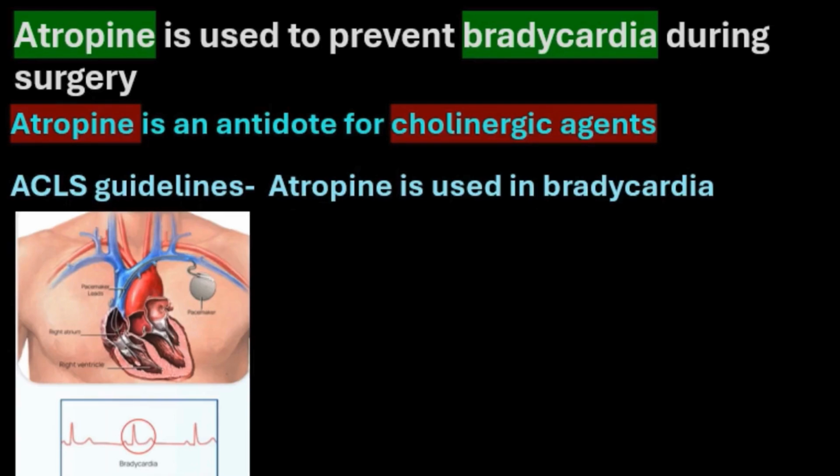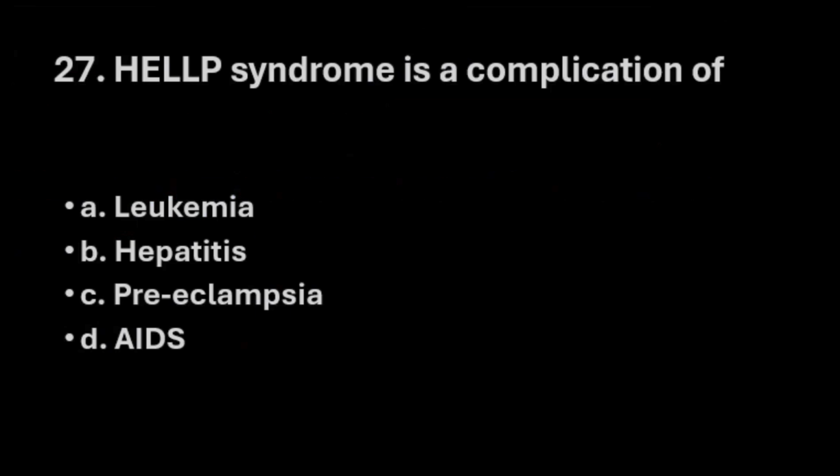Atropine is used to prevent bradycardia during surgery. Atropine is an antidote for cholinergic agents. Atropine is an anticholinergic drug, so it is used as an antidote for cholinergic agents. As per the ACLS guidelines, atropine is used in bradycardia. In the bradycardia algorithm of ACLS, atropine is already there. We will discuss the algorithms and ACLS topics later on in this session.